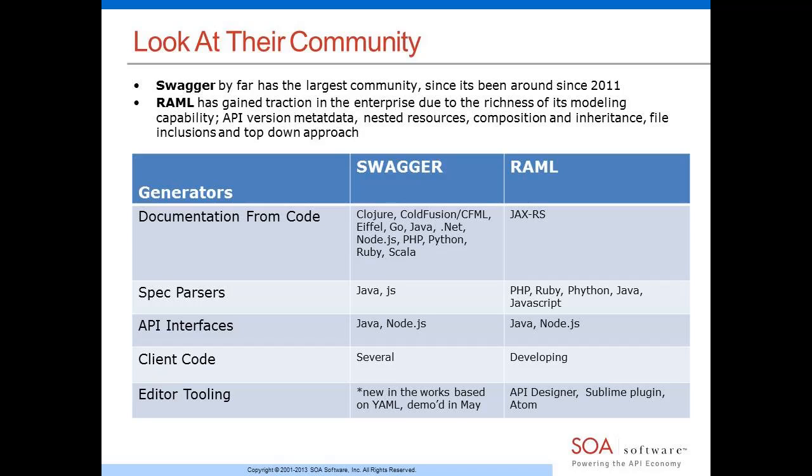So when we take a look at the community, if you think of, okay, well, what generators does it provide from the specification? To generate documentation from code, Swagger has several of them, several enabled languages to do this with.